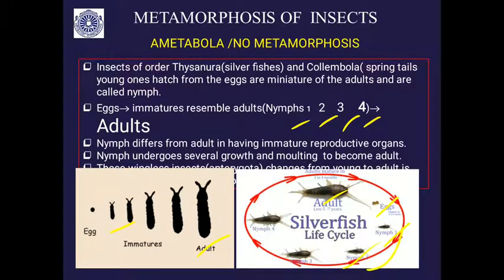From one stage to the other, the body grows, there is an ecdysis, then again growth, ecdysis, like that you can see. These wingless insects are called apterygota. Pterygota means wings. Apterygota change from the young to the adult without metamorphosis. That's why it is called the ametabolic type of insects, where there is no metamorphosis.